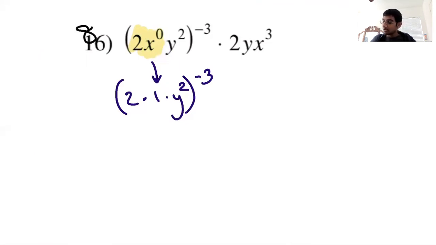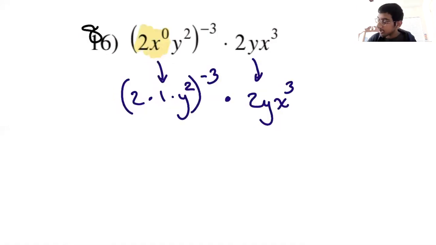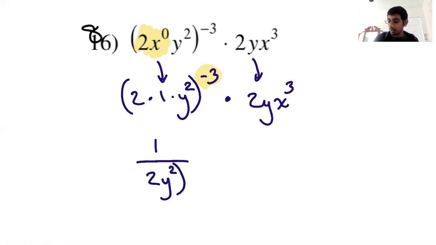So let's move on from there. Now we're going to add this next part on, 2y x to the third power. Okay, so now what do I do? So we see a negative third right here. So what we're going to do is put this whole parentheses thing in the fraction again. So it becomes 1 over 2y squared to the third. And then it's multiplied times the 2y x cubed.